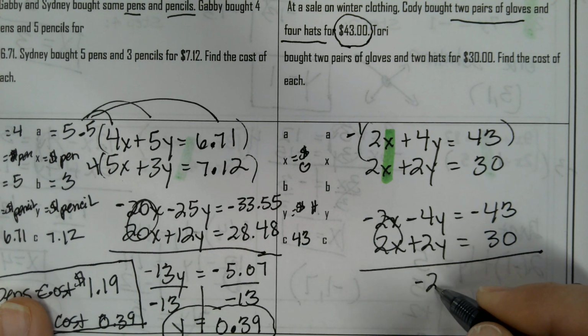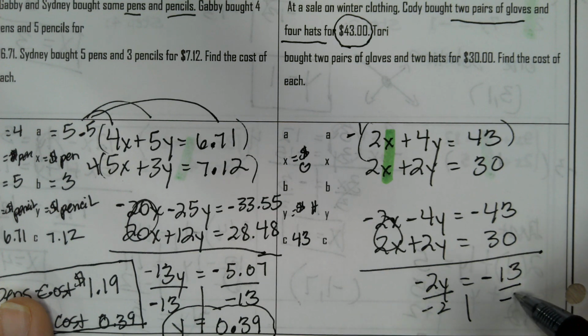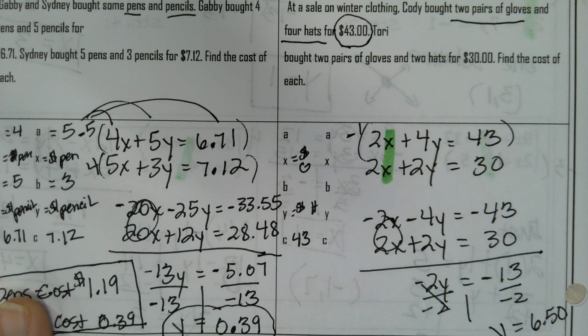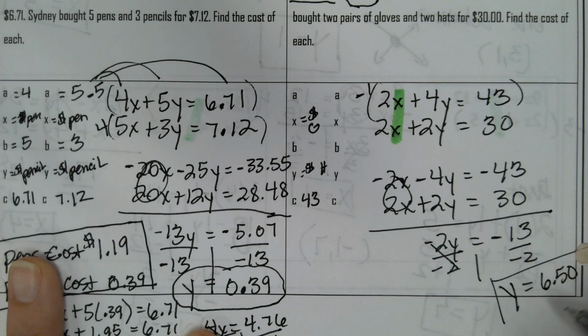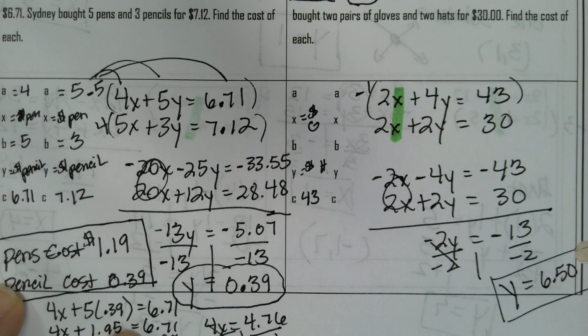I'm left with -2y equals -13. And then divide by -2. So y is going to be $6.50, since y represented the cost of hats. So 1 hat costs $6.50, and then we're going to go find out what a glove costs. So we're going to go to an original equation. So I'm going to plug in 6.5 for y and solve for x.